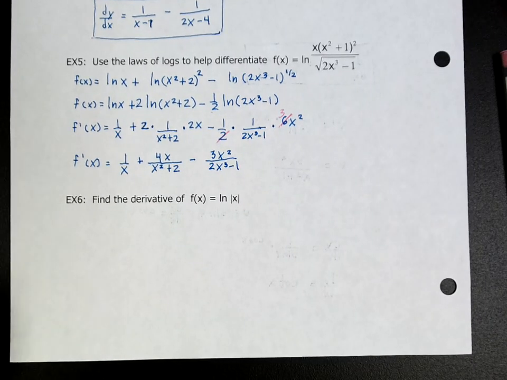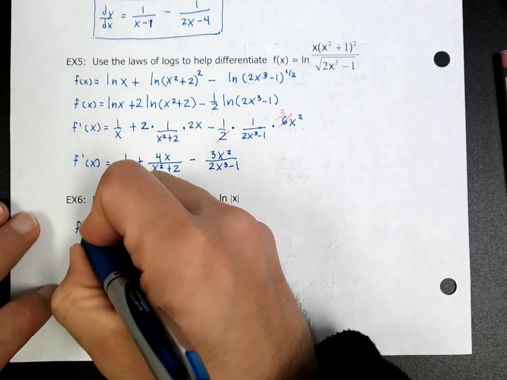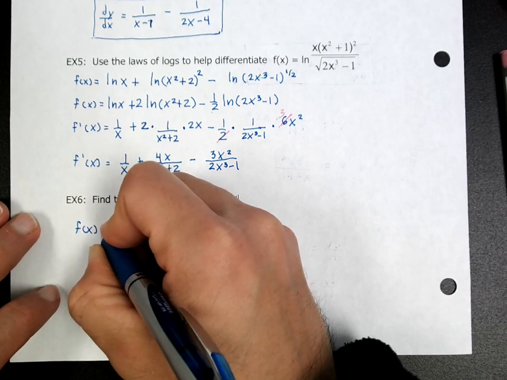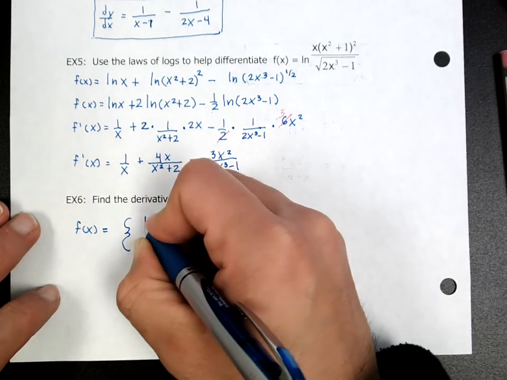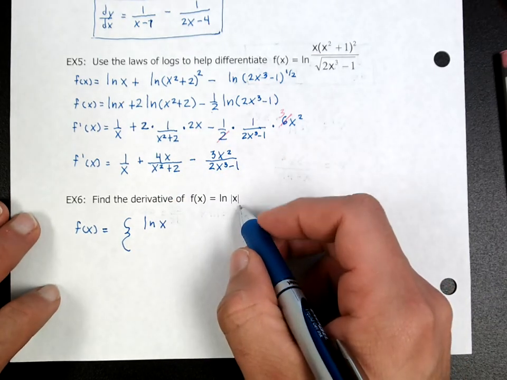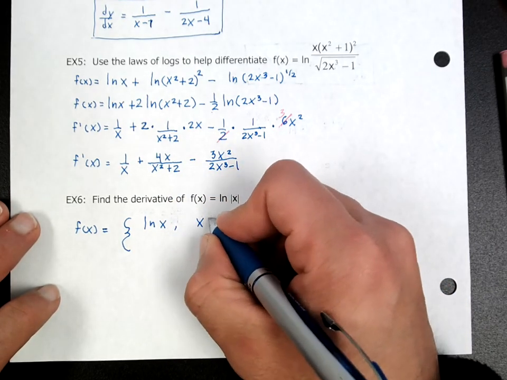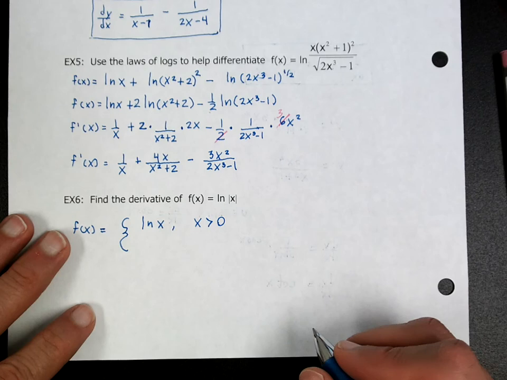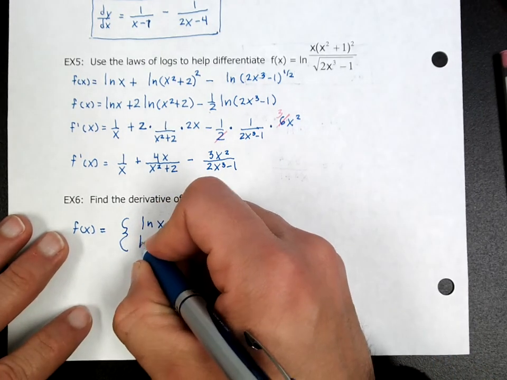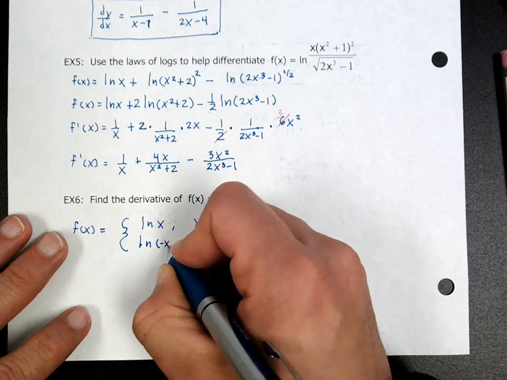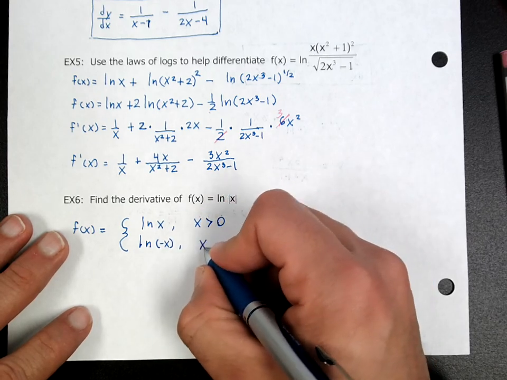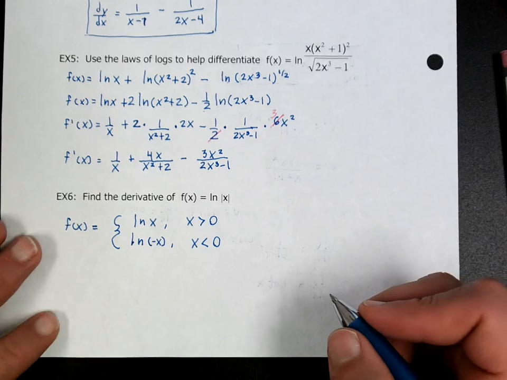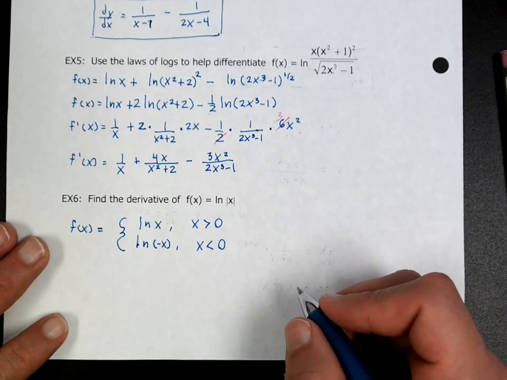Now finally on example 6, we are going to take the natural log of an absolute value. If you remember, anytime you take the derivative of an absolute value, what you're going to do here is write two different equations, one with the x just like it is. So this is like a piecewise defined function. We're going to split this up into a piecewise defined function. And I'm going to write this as the natural log of negative x, where x is less than 0.